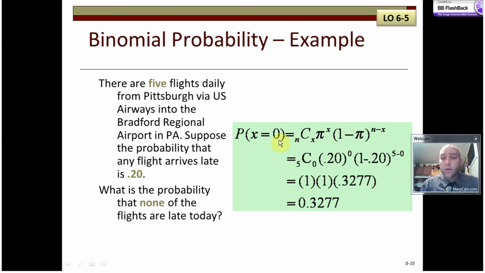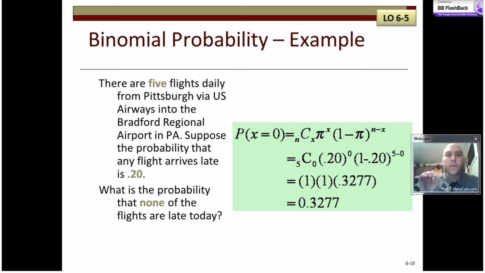When you see that executed over here with the formula, what I want to do is point out the essential pieces of information here, and there are 3. 1, what is n? What is the fixed number of trials? In this case, we say that there are 5 trials, because there are 5 daily flights. 2, what is the probability of success? Now remember, success and failure, however we define them, don't have a value judgment of good or bad. All we're saying is that this is what we define for success. And the success here is a flight arriving late. So pi is 0.2, n is 5, pi is 0.2. Lastly, I need to know what x is. X is the probability that none arrive late today.